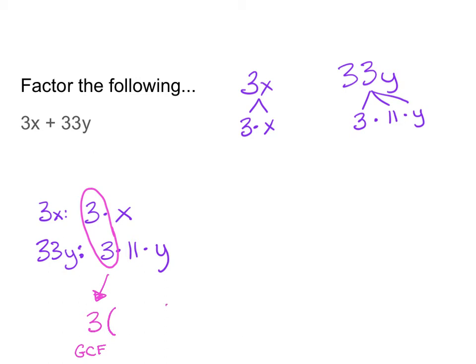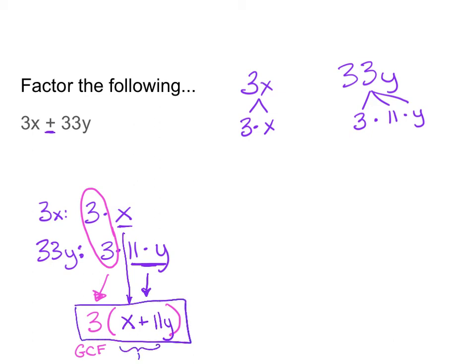And then what is left over is your x, and then plus, it's plus because of what was here, 11y. I got the 11y here and the x right here. So what's left over gets put in the parentheses. And that is your factored expression. So your greatest common factor, and then this is the leftovers, I guess you could say.